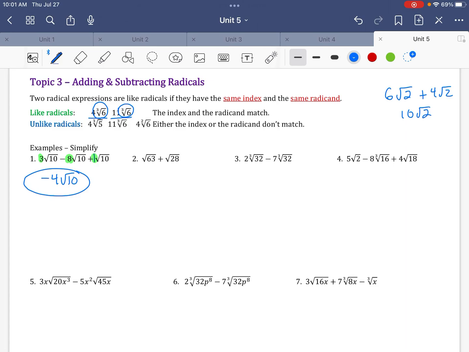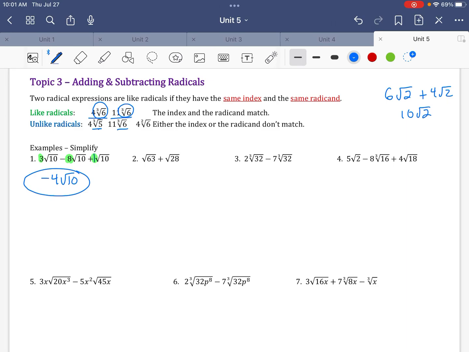Now in the last video you saw we could multiply and divide radicals. They just have to have the same index. The stuff inside didn't have to match, but for adding and subtracting it's more strict. So unlike radicals would be like this. These are both cube roots, but one has a 5 as a radicand and one has a 6. So they're not considered to be like radicals.